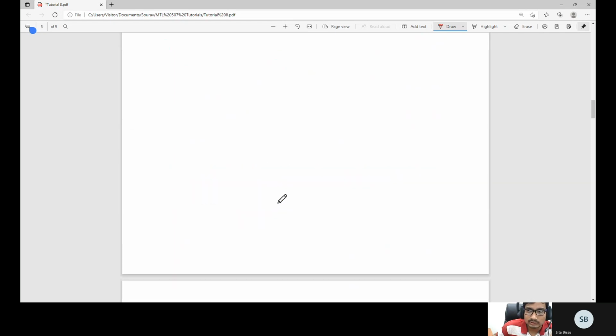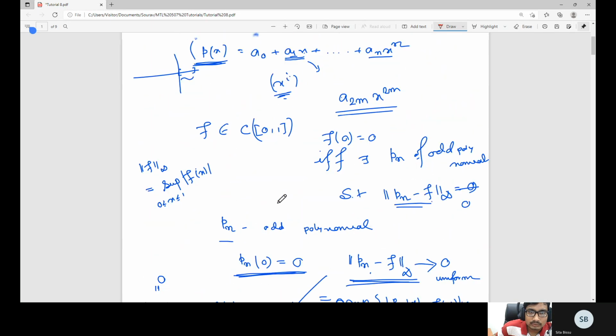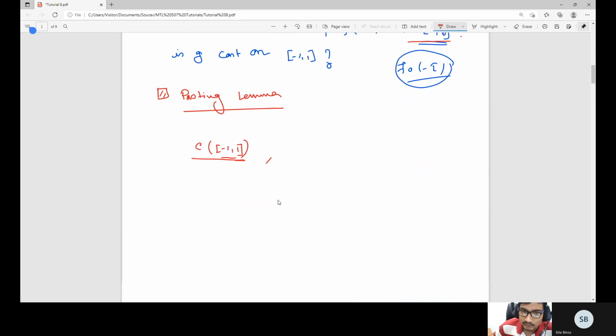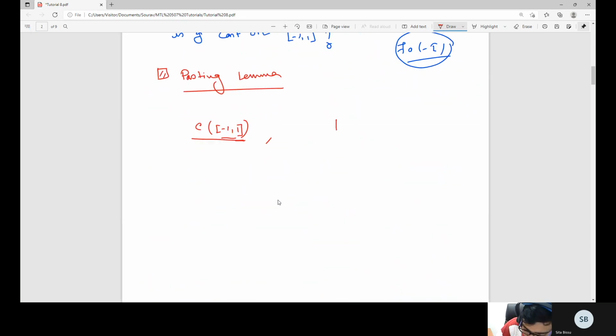Weierstrass's theorem: any continuous real valued function on R is the uniform limit of a sequence of polynomials. In fact, you can say that the polynomial functions on [-1, 1] are dense in C[-1, 1]. Okay. This is by Weierstrass's theorem or Stone-Weierstrass theorem. Clear? Yes sir. You know this? Yes sir. It was probably taught in class.